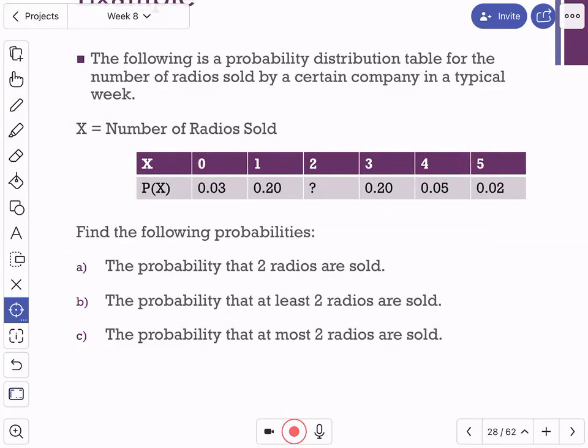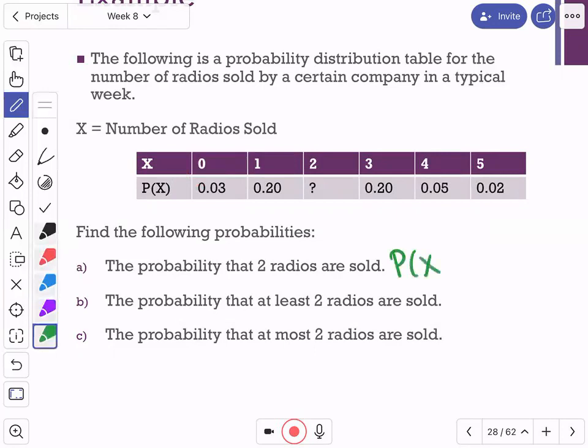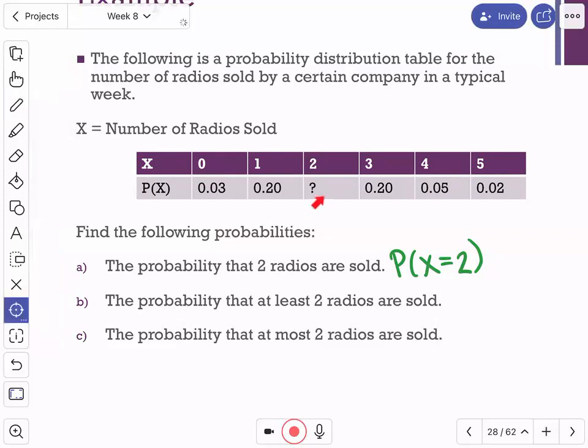Now, I've given you all these probabilities here, and I want you to find the probability that 2 radios are sold. So we're going to write the statement first: this is the probability that X equals 2. I've already defined X as the number of radios sold, so when I say X equals 2, I'm saying the number of radios sold is 2. But when I go to the table, there's a question mark sitting at 2. Can I do it?